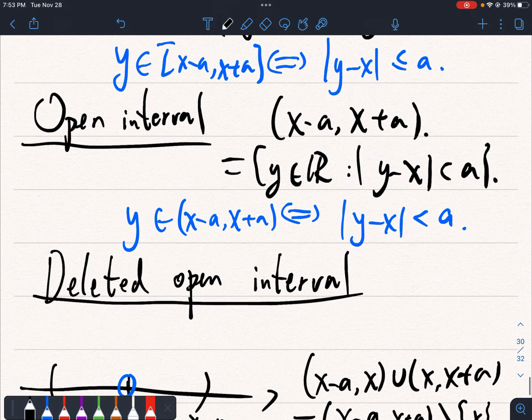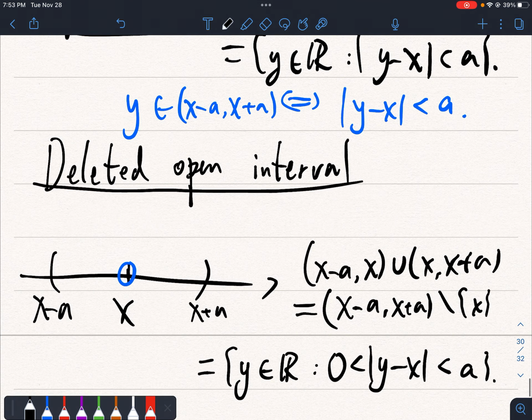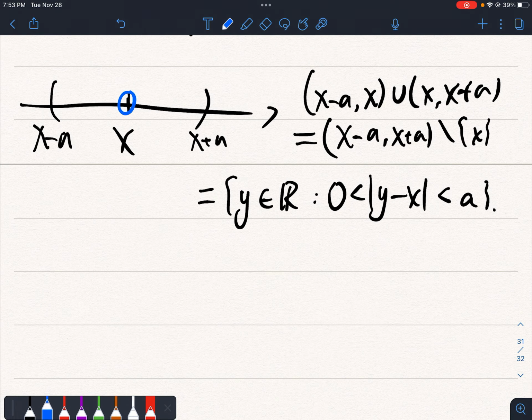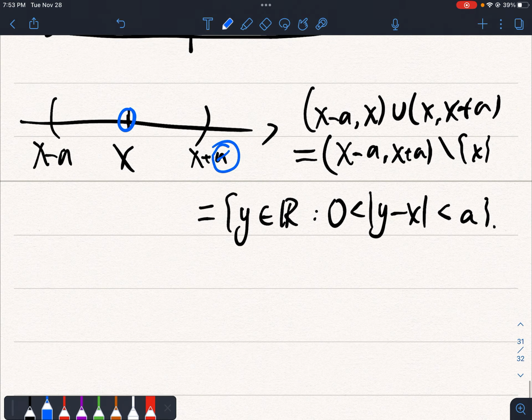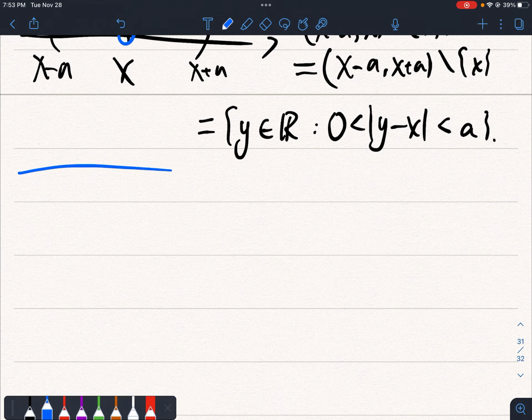Okay, so that's about the absolute value. So basically you have to be very familiar with this idea because it will happen many times. And whenever we say a point is close enough to a point, we mean for some very small a, and then for all the y that are in either the open interval or closed interval or deleted open interval, depending on the context.